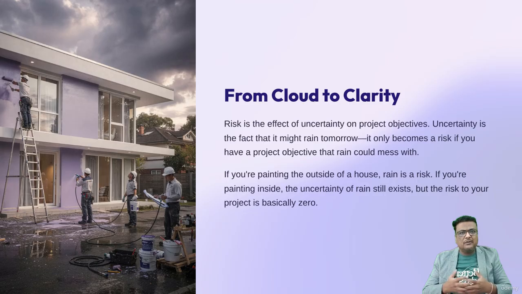Let me simplify that for you. Uncertainty is the fact that it might rain tomorrow. It's just a general state of the world. But it only becomes a risk if you have a project objective that rain could mess with, like painting the outside of a house. If you're painting the inside of the house, the uncertainty of rain still exists, but the risk to your project is basically zero.